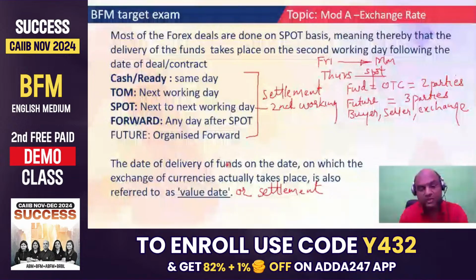The date of delivery of funds, the date on which the exchange of currency actually takes place, is referred to as the value date or settlement date. So these are the two dates, meaning whenever the settlement takes place. It means that suppose I give you the money today, and tomorrow you will be giving me some commodity, let's say vegetables.